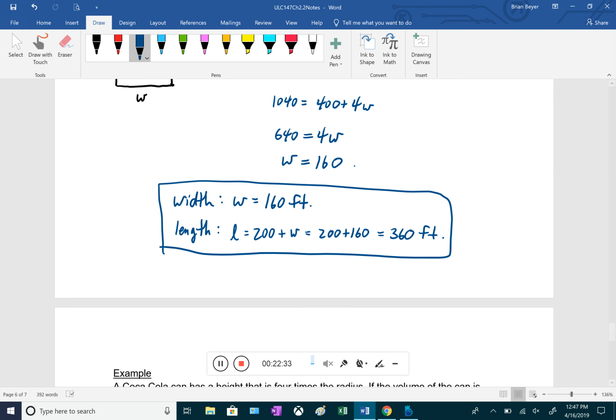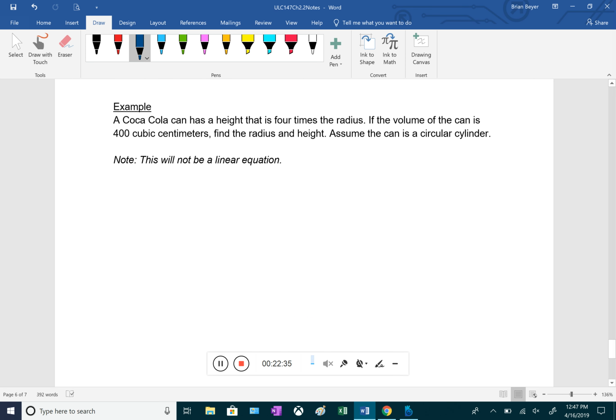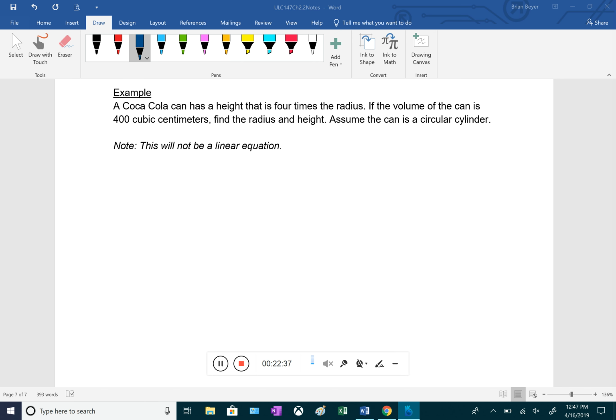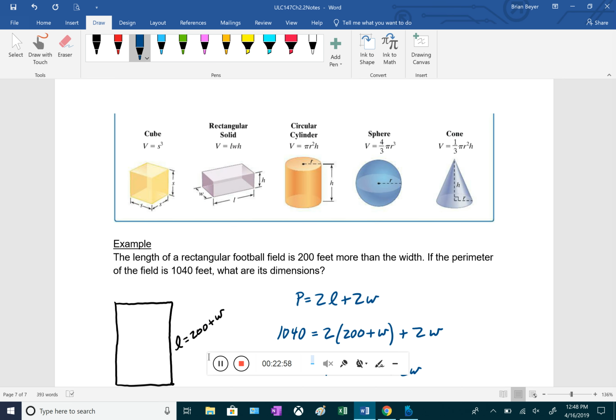So let's do one more here. A Coca Cola can has a height that is 4 times the radius. If the volume of the can is 400 cubic centimeters, find the radius and the height. Assume the can is a circular cylinder. And as a note, this is not a linear equation. Every other equation we've done is linear. This one is not. So let's go up to these formulas here.